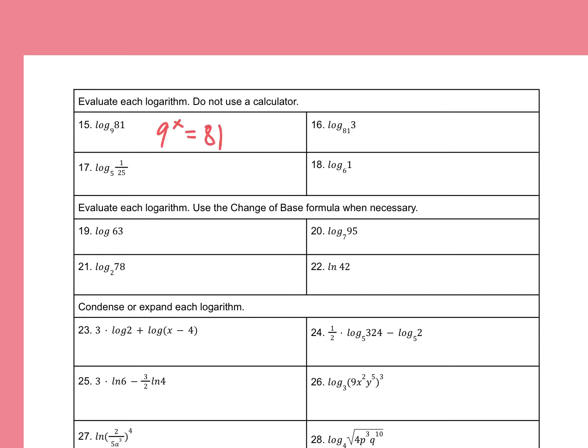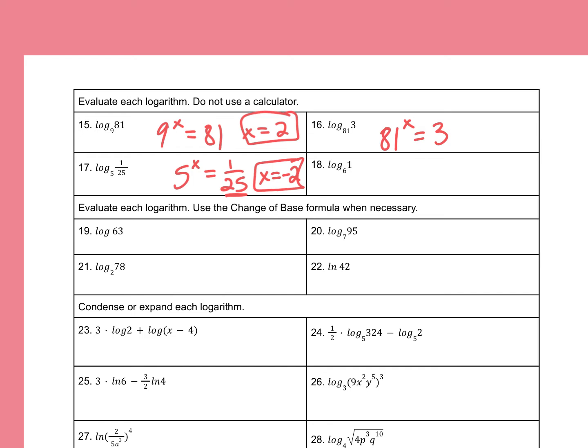Well, if I think about it, 9 squared is 81, so x would equal 2. Okay, 5 to what power is going to be 1 over 25? Well, I know 5 squared is 25, and to make that go down to the bottom of my fraction, it needs to be a negative square, so negative 2. Then we got 81 to what power is going to be 3. Okay, so we got to think about that one. That one's a little bit trickier.